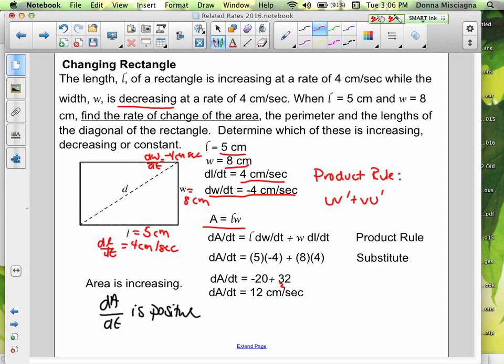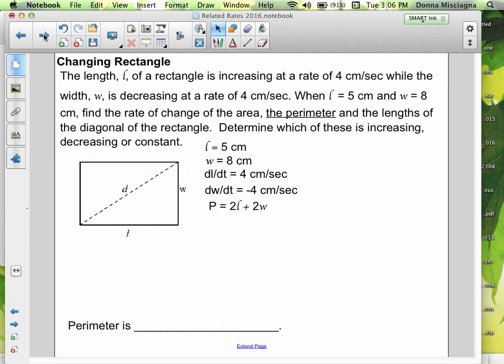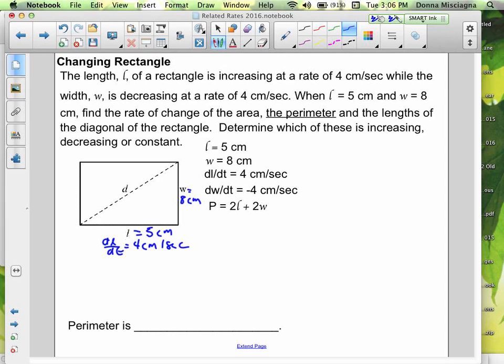Okay, so here's our first one. Let's take a look at the second problem about the perimeter. Okay, so same problem, except now we're finding the perimeter. So none of the values have changed from the problem we just did. The length is still 5 centimeters. The width is 8 centimeters. The rate of change in the length, dL/dt, is positive 4 centimeters per second. And the dW/dt is negative 4 centimeters per second.